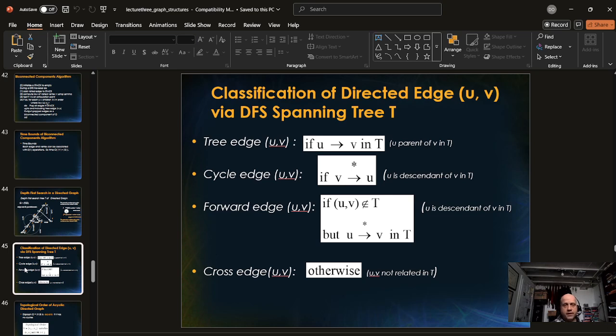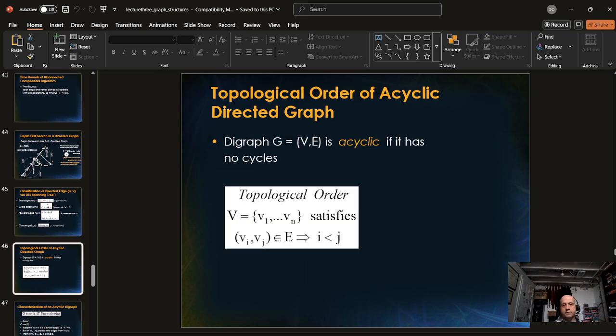Next is the classification of a directed edge (U, V) via the depth first search spanning tree T. Here, a tree edge is (U, V) with U the parent of V in T. A back edge is if V is an ancestor of U in T. A forward edge is where (U, V) is not in T, but V is a descendant of U in T. And a cross edge is otherwise, where U and V are unrelated in T.